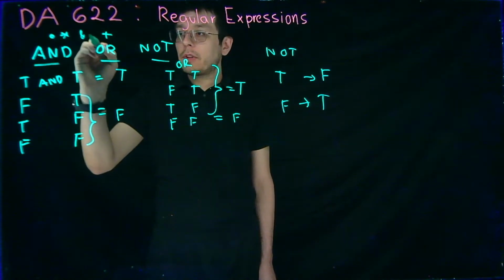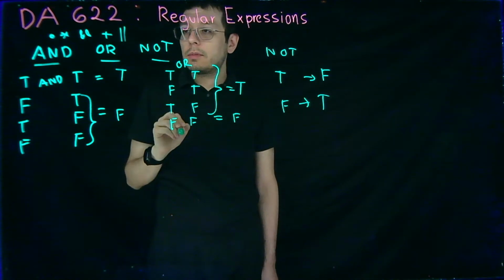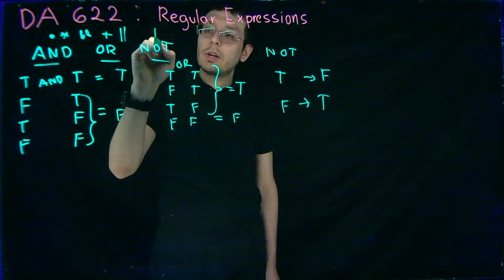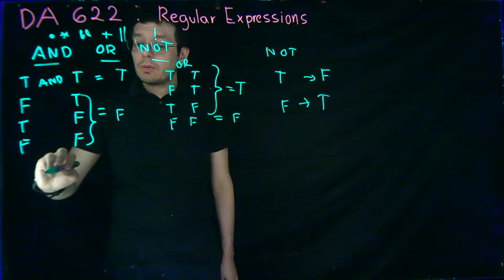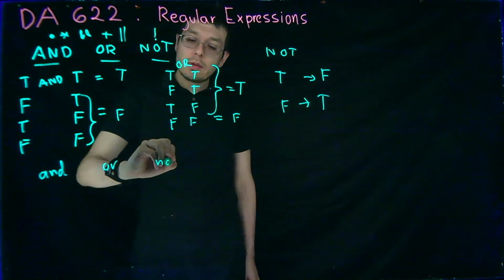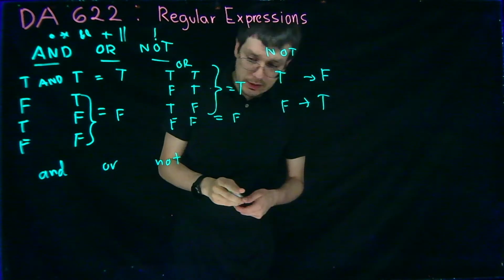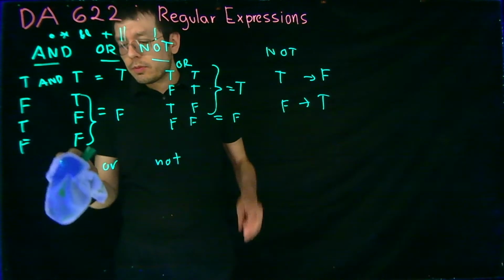You'll see ampersand sometimes. Well, that's like in C++. You'll see the vertical bar for or, and for not, you typically see the exclamation point. For Python specifically, we see lowercase and, lowercase or, and either not, like that. Okay, so that's our Boolean algebra.